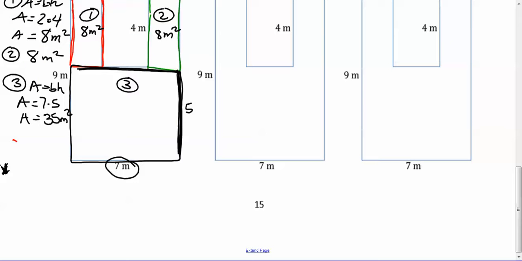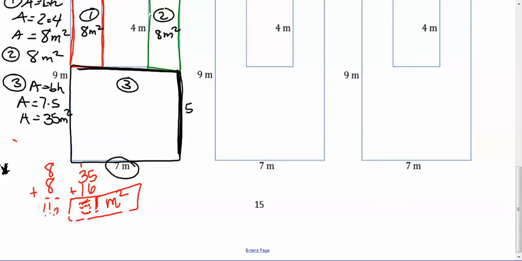All right, so we have 8 plus 8 plus 35. So 8 plus 8 is what? 16. This is where the Smart Board glitches out. All right, so 35 plus 16. 5 plus 6 is 11. Carry your 1. 1 plus 3 is 4. 4 plus 1 is 5. So 51 meters squared is the area of that weird shape.